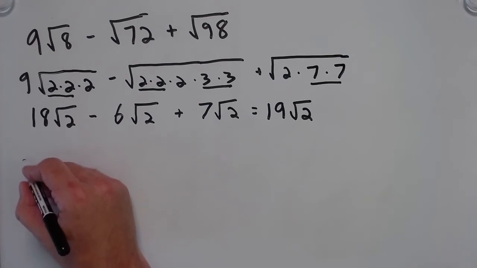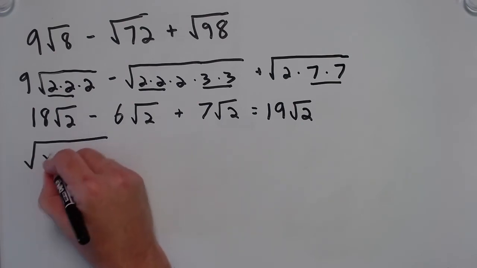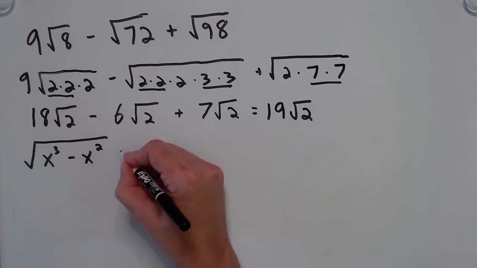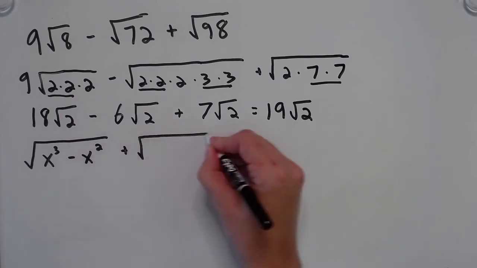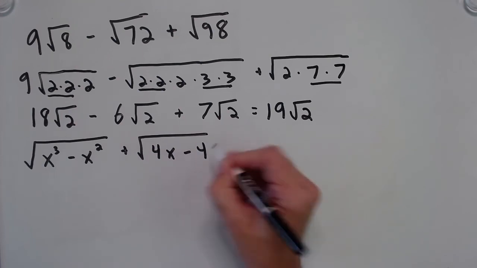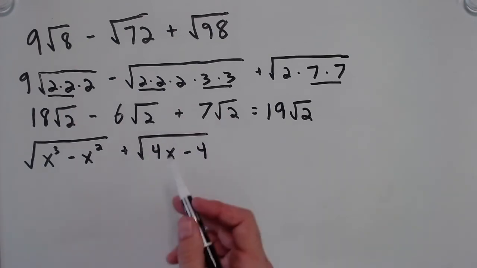And let's see if we can fit it in here, hopefully. So we're going to go like this. Take the square root of x cubed minus x squared plus the square root of 4x minus 4. So we are nowhere near like terms. So there needs to be some manipulation here.